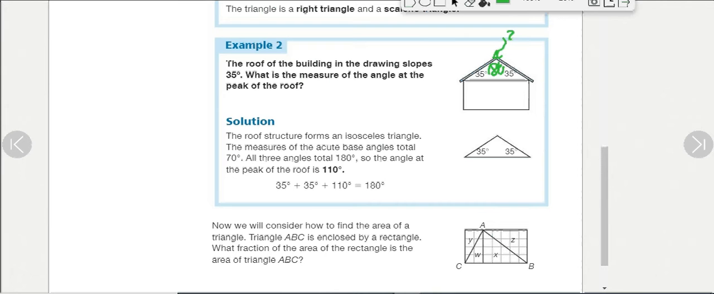This top angle. Add your known angles, which is 70 degrees, right? That's these two. The last one should give us 180 in total, according to the rules of triangles. So, missing number problem, what is this? They say it's 110, right?